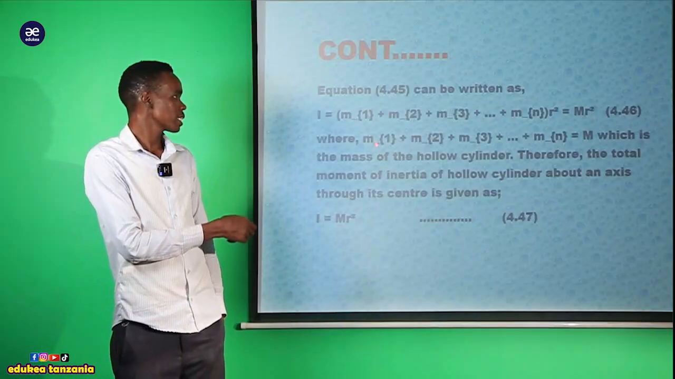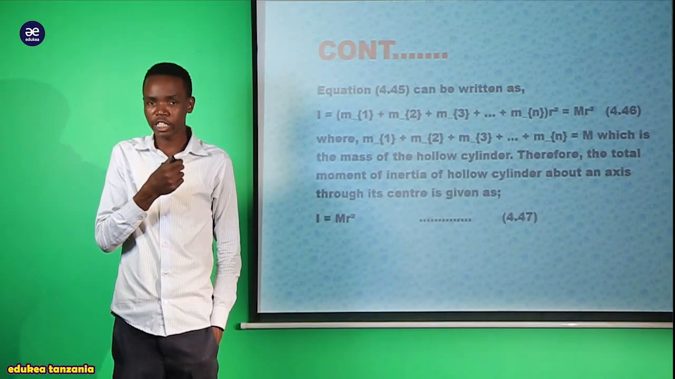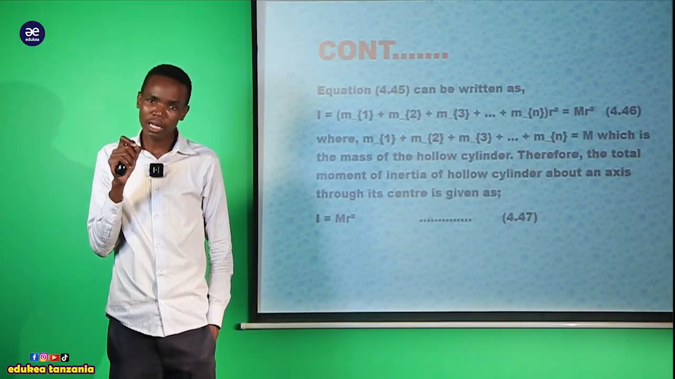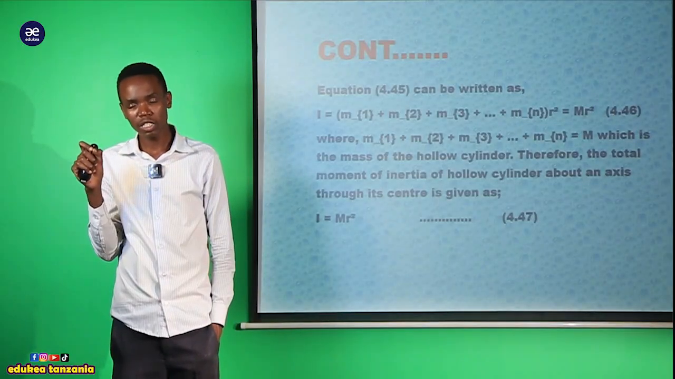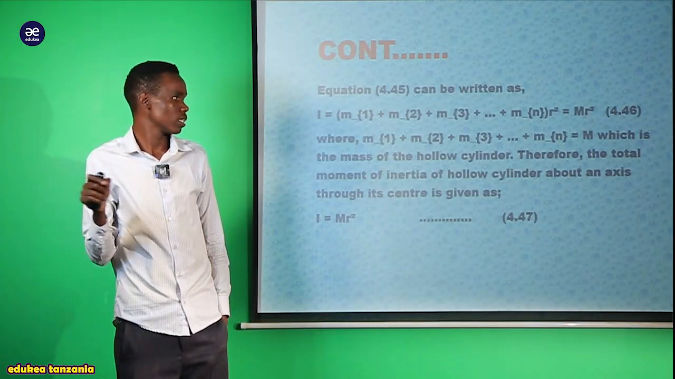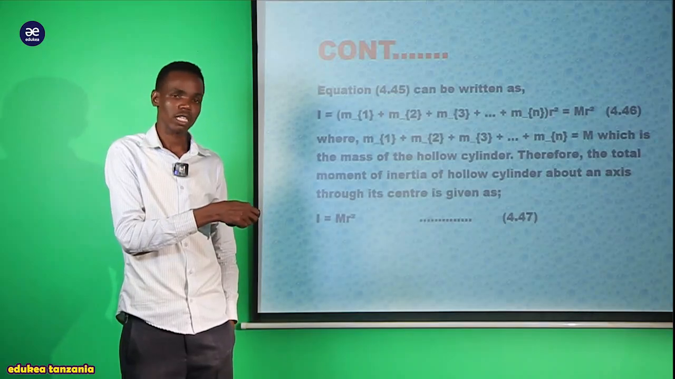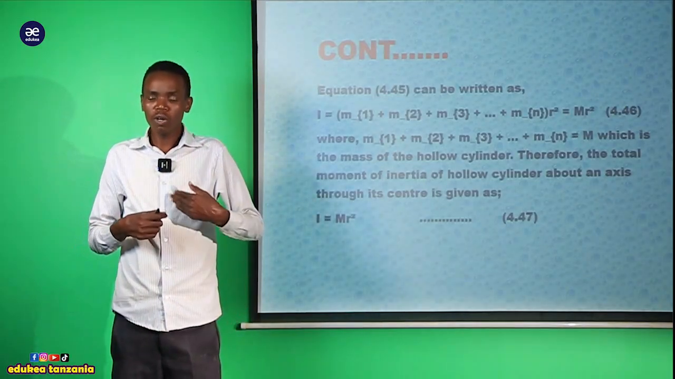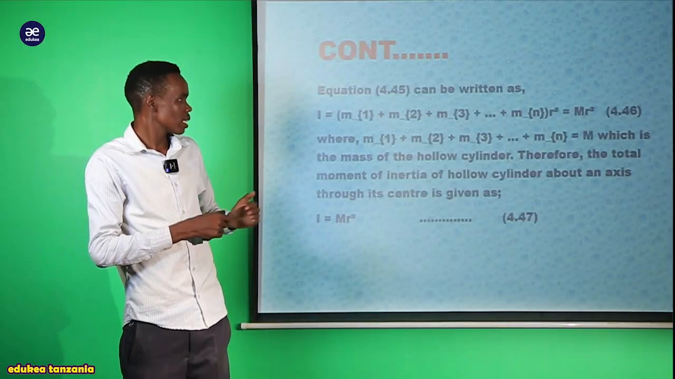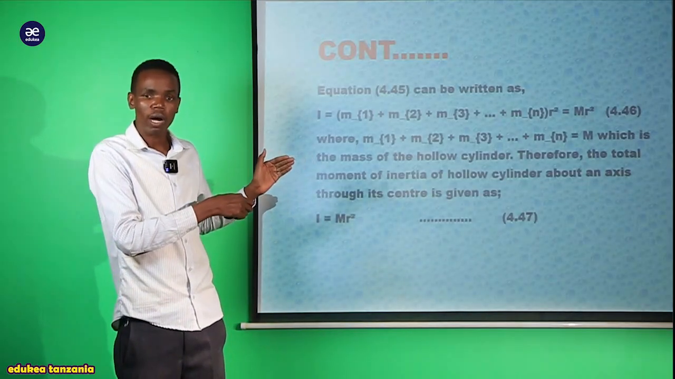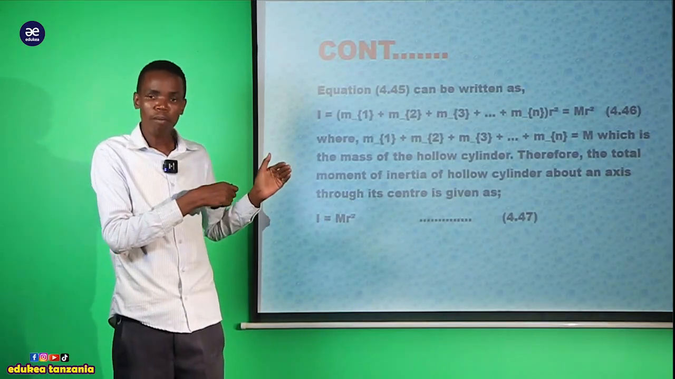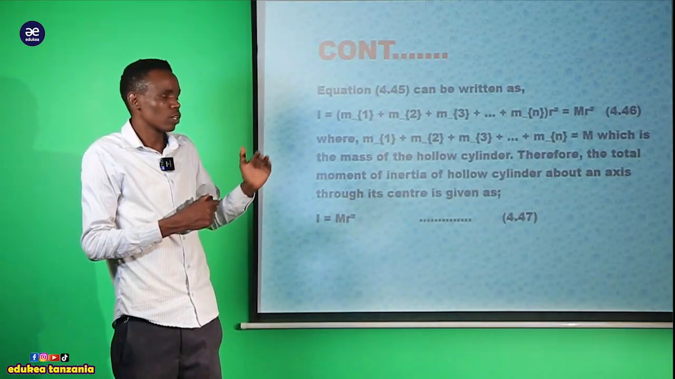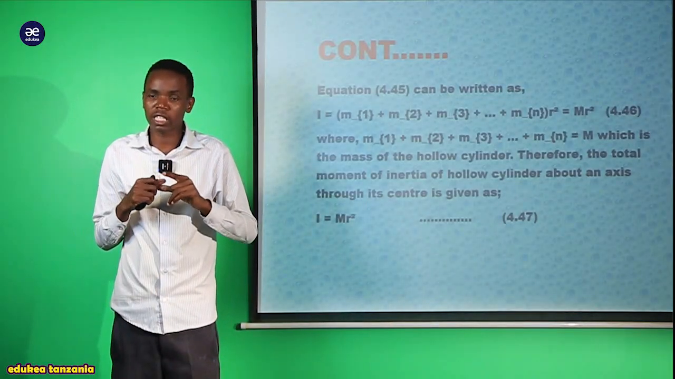So if we factor out, the moment of inertia should be equal to the bracket m1 plus m2 plus m3 plus and so on, plus mn, times r square. But we know that this is the summation of the masses of the small rings, and the whole must be equal to the sum of the individual masses of the rings.